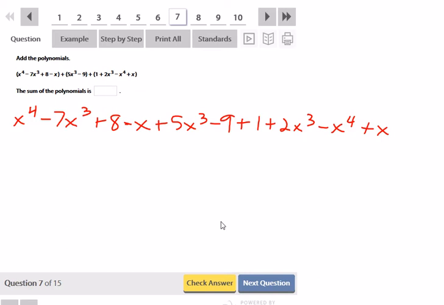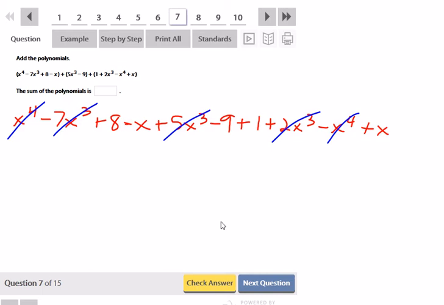In order to write this polynomial in standard form, I want to start off with the biggest exponents. So I see here the biggest exponent is the 4th power, and x to the 4th minus x to the 4th is 0, so those cancel out. Now the x to the thirds, negative 7x to the third plus 5x to the third is negative 2x to the third, but once I add 2x to the third, that also gives me 0, so that cancels out.